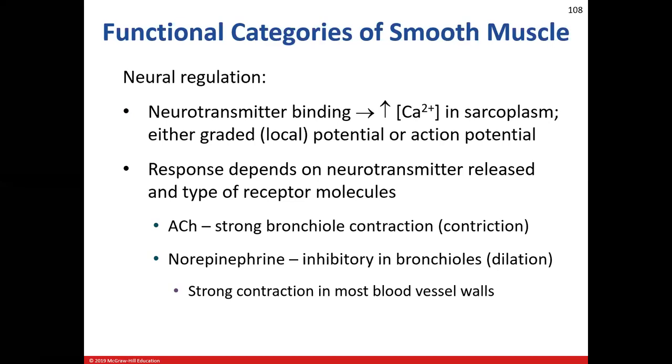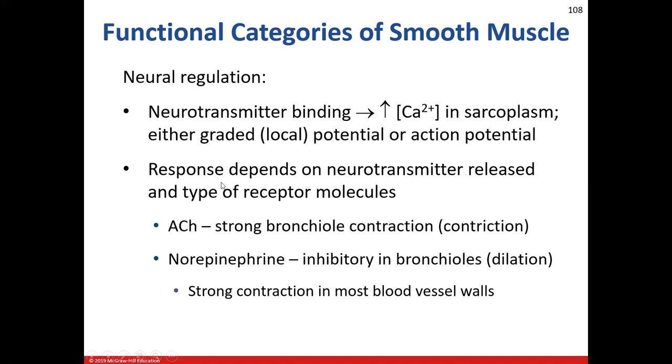Again, the response depends on the particular neurotransmitter released and the type of receptor molecules on the muscle cell. With skeletal muscle, the neurotransmitter was acetylcholine. As acetylcholine crossed the synaptic cleft, it would bind to our ligand-gated sodium-potassium channels and cause those channels to open, always causing an excitatory event for the skeletal muscle. In this case, the neurotransmitter can be multiple different types, and because of having multiple types of neurotransmitters, it can lead to multiple different types of effects.